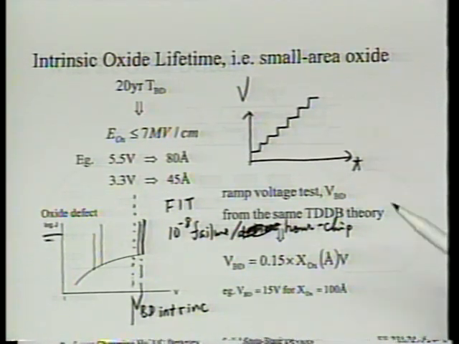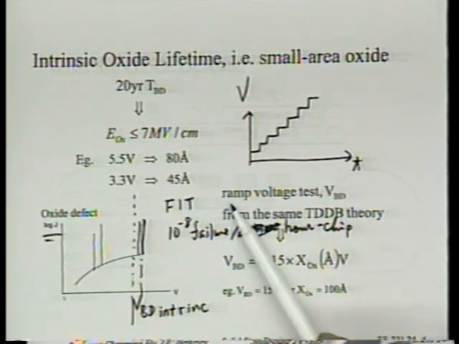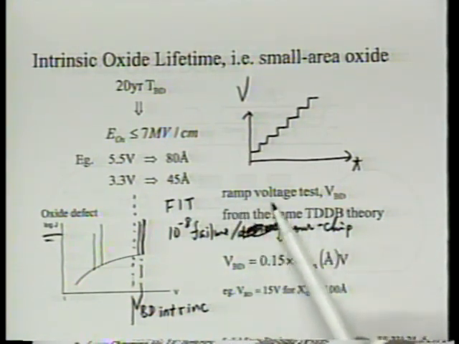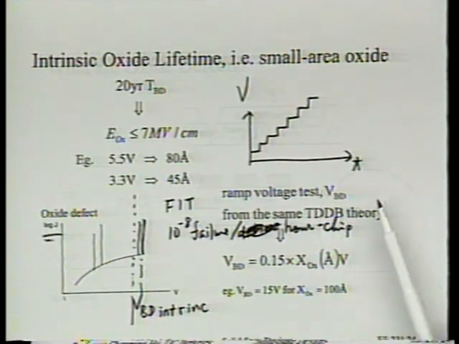One way to do that is use a concept. Well, first let's talk about intrinsic breakdown test first. It's called a ramp voltage test, okay, ramp voltage test. And that result is called a VBD, the breakdown voltage, okay?